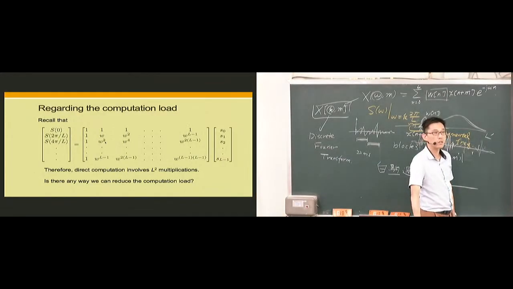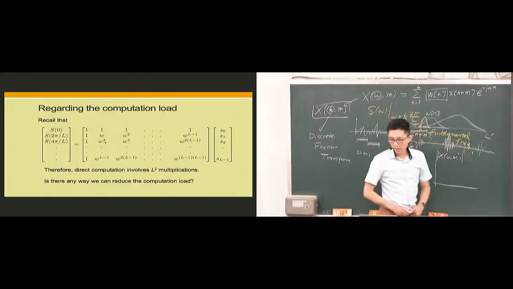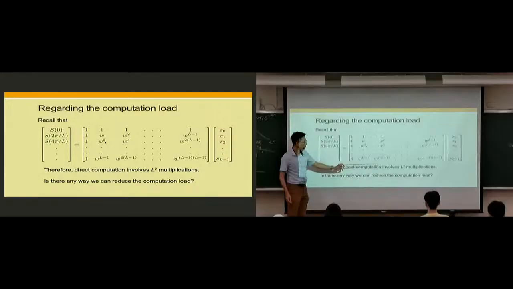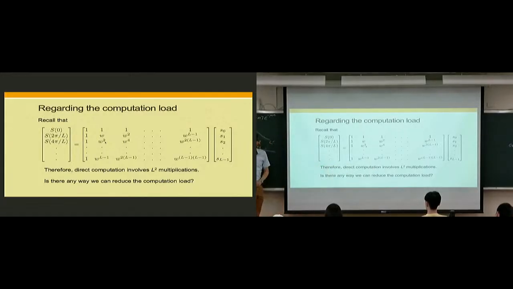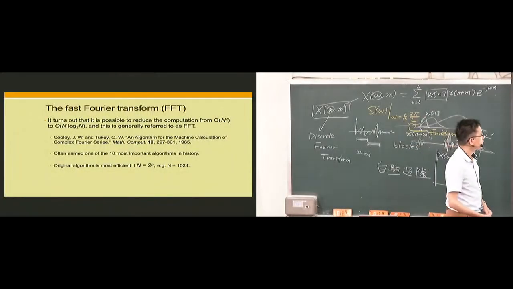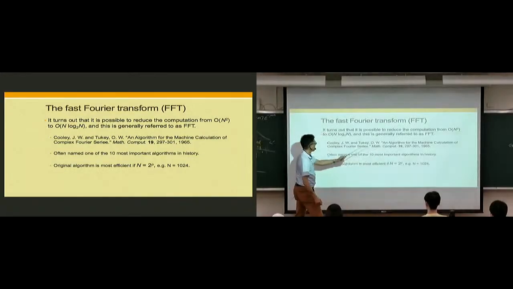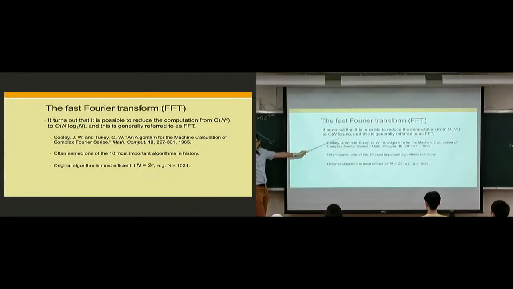It takes L square multiplications to complete the processing of one block, to go from time to frequency. So historically, people asked, is there any way we can reduce the computation load? And the answer is yes. And the result is famously known as fast Fourier transform nowadays. It turns out that you don't need to calculate L square multiplications. You can reduce the computation load. I'll tell you the result first. It turns out that it's possible to reduce the computation load from n squared to n log 2n. And that's a lot of saving in computation load.